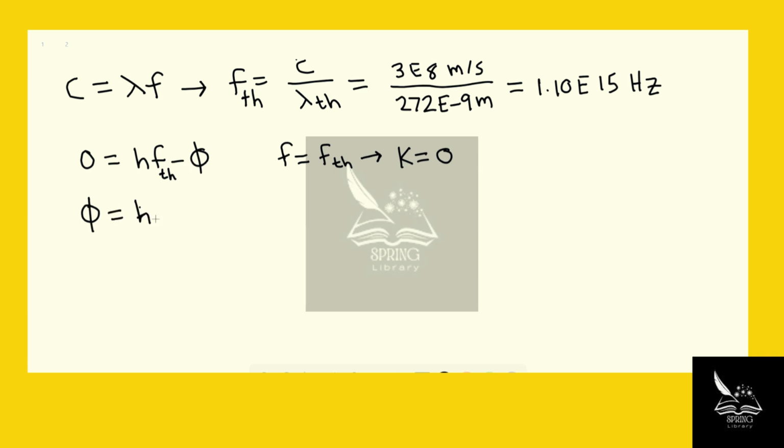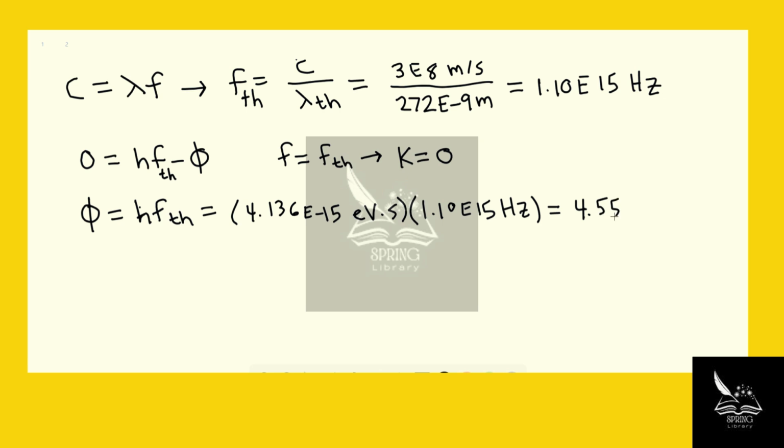It's going to just simply be equal to the energy of the incoming light, which is the product of Planck's constant and the threshold frequency. So numerically, that would give us Planck's constant, 4.136 e to the negative 15 electron volt seconds, multiplied by the threshold frequency, which we just found, 1.10 e to the 15 hertz, which comes out to about 4.55 electron volts.